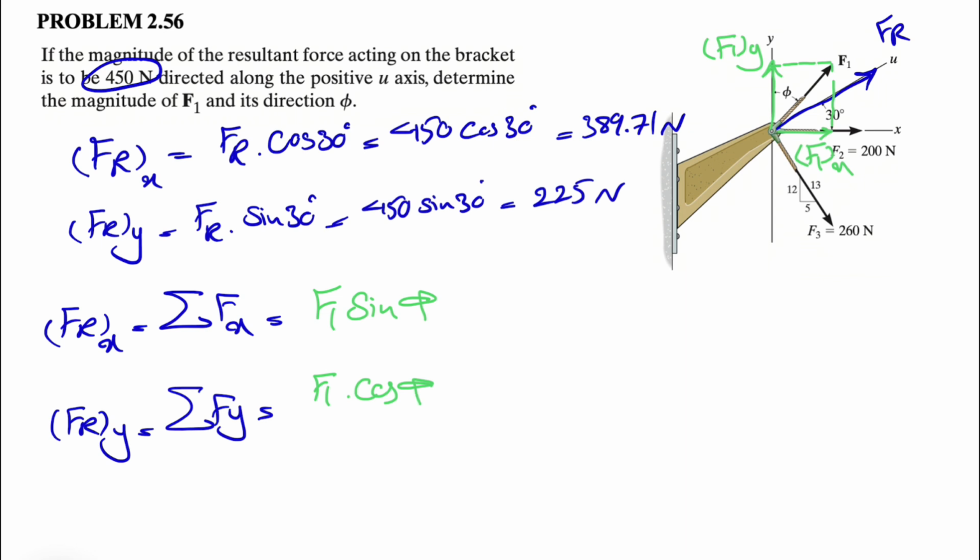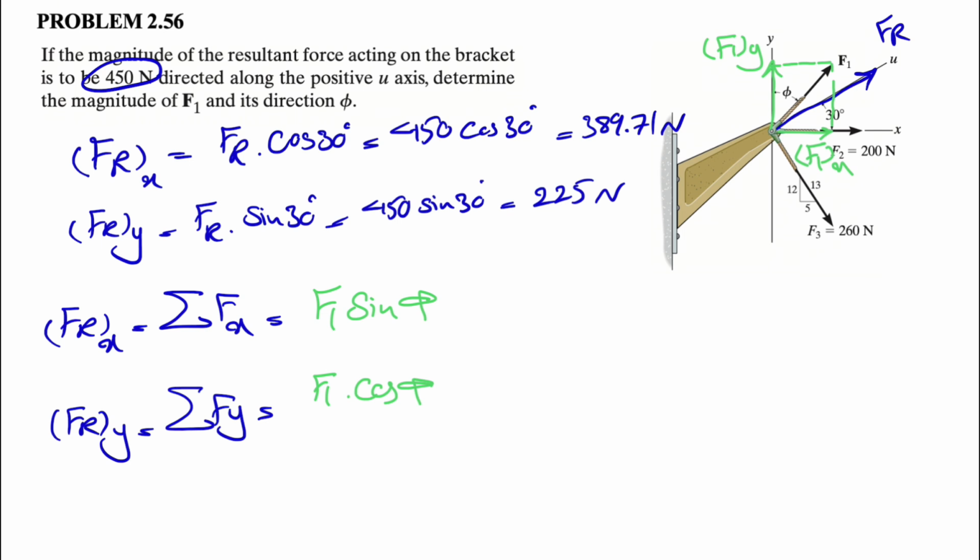So keep in mind that Fx is not always F cosine of the angle. If we have the angle with the x-axis, that's correct: Fx would be F cosine of that angle with the x-axis. Since here our phi is the angle between F1 and y, that's why Fx is F1 sine of phi. So always go with the definition of sine and cosine. Fx is not always cosine; it can be sine if we have the angle with the y-axis. So that's pretty much everything for F1.